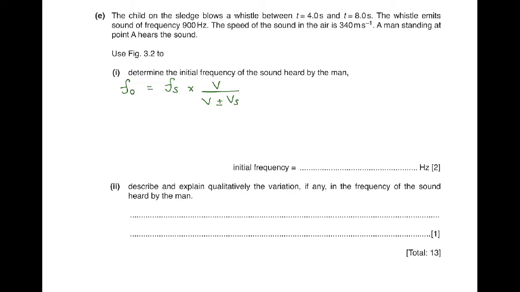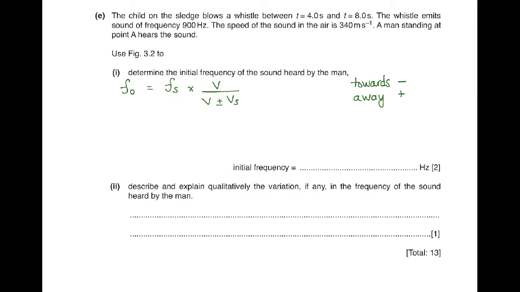Let's think about how this works with the fraction. If you're going to hear a higher frequency than it's actually emitting, you need this fraction to be bigger than 1, which means you need the number on the bottom to be smaller than the number on the top, and therefore you need a negative here. So that's how I remember it. Moving towards, you use a negative. Moving away, you use the positive.